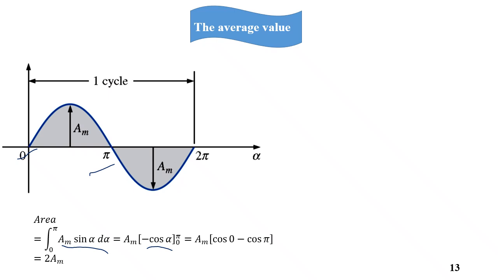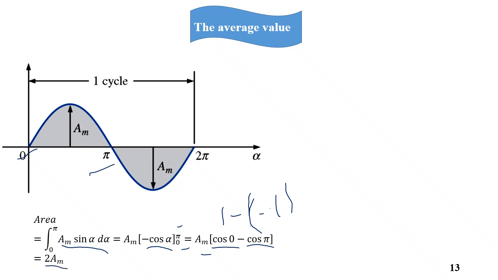We substitute by the two limits of the integration, 0 and pi. We substitute by the upper limit minus the lower limit, as we have negative cosine. Then we have I maximum cosine 0 minus cosine pi. Cosine 0 equals 1 and cosine pi equals negative 1. Then we have 1 plus 1 equals 2.